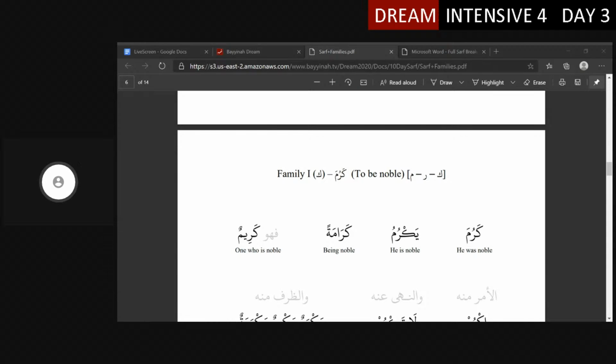Do you have to memorize one masdar or more than one? Well, for everything that Ustad gives you, memorize what Ustad gives you. And when it comes to looking up your own words, then we'll cover that when Ustad talks about using dictionaries and stuff. That's when we'll cover that.